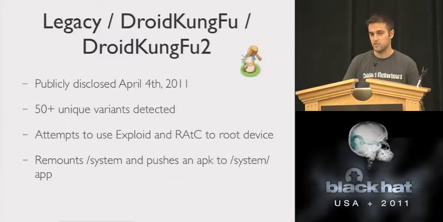This one is similar to Droid Dream in that it attempts to use exploit. If exploit fails, it will then go over to Rage Against the Cage. If either one of those succeeds, it now has root on the device, and it can perform any of its command and control functionality. Things like phoning home and attempting to install applications without your knowing. This one also does that second stage payload where it's going to remount the system, and then push an application to the system apps.